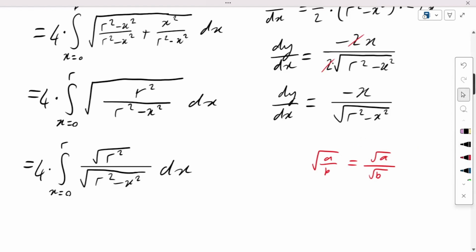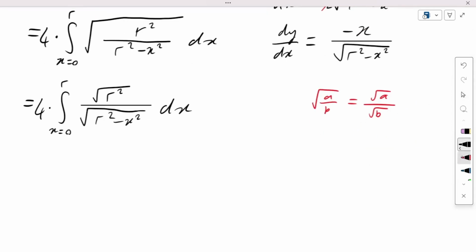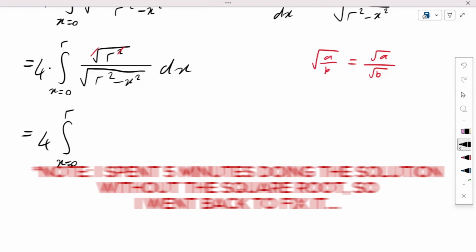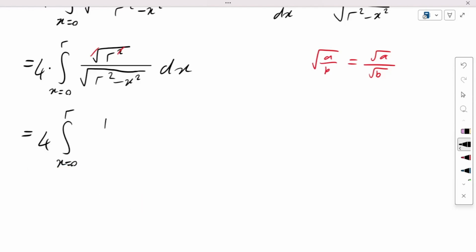Now from here, what do we note? The square root of r squared can cancel such that we get r on its own. I forgot about the square root. So let's continue. This is going to be 4 multiplied by the integral from x equals 0 until r of r divided by the square root of r squared minus x squared. Last time I didn't put the square root in and then I messed up.